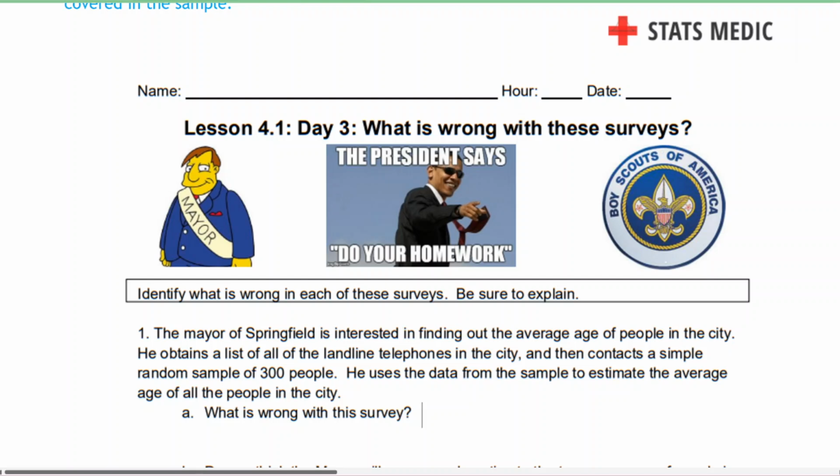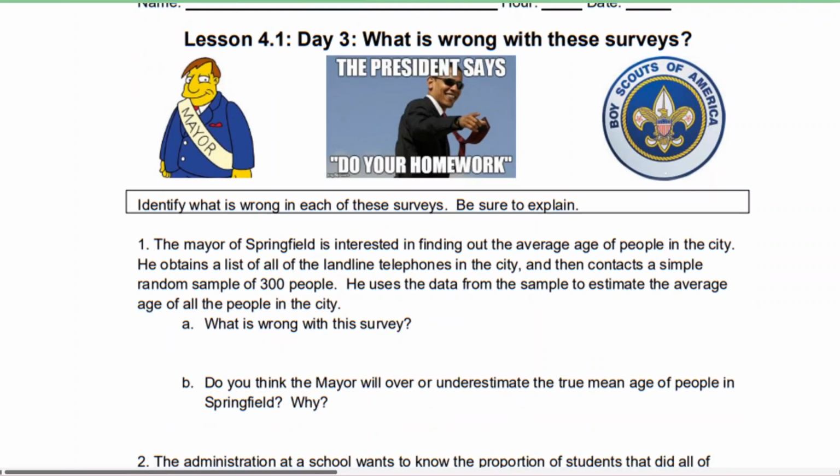Okay, here we go with some interesting graphics. The mayor of Springfield is interested in finding out the average age of people in the city. So he obtains a list of all the landline telephones in the city, and then he contacts a simple random sample of 300 people. He uses the data from that sample to estimate the average age of people in the city. Now, this sounds like a pretty reasonable design. We're using an SRS, so you might think that this is okay.